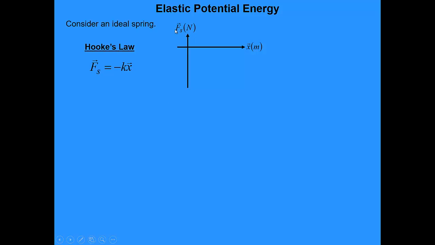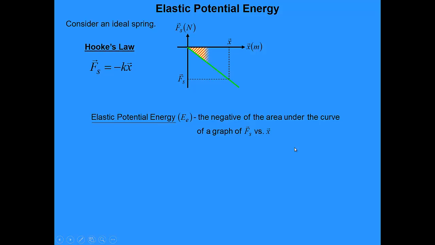So when we graph that force as a function of elongation or compression, right, we get a graph in either the second or fourth quadrants, as the force and the elongation or compression are always in opposite directions. And we then defined the elastic potential energy to be the negative of the area under the curve of that graph. If we stretch the spring an amount x, it is exerting a force we can call F sub s, and the negative of that area is the amount of elastic potential energy that is stored in that stretched or compressed spring.